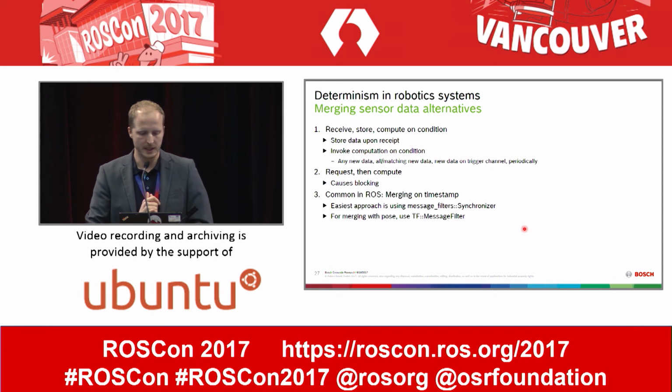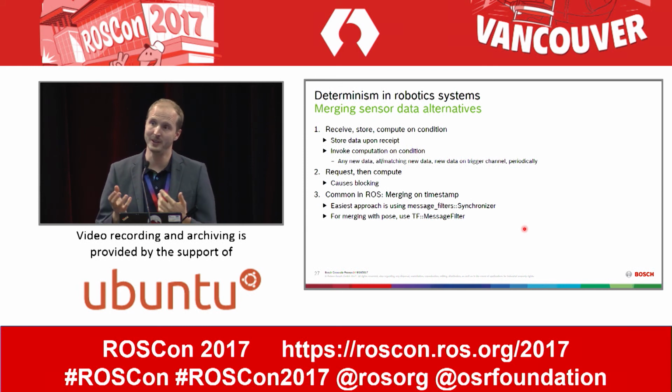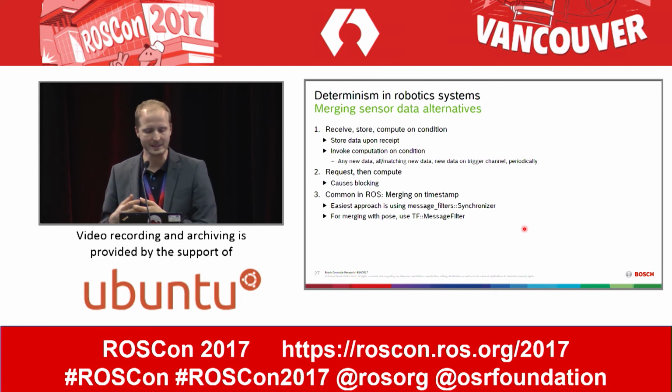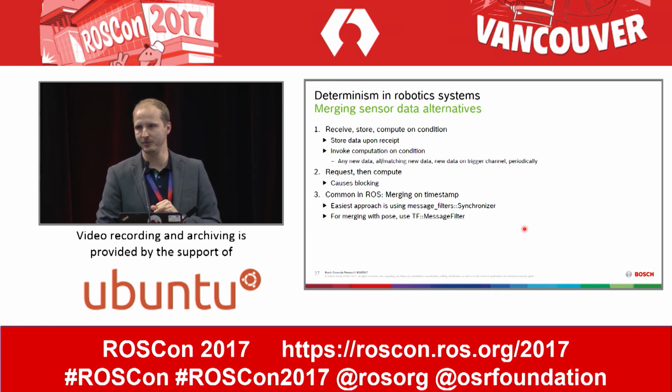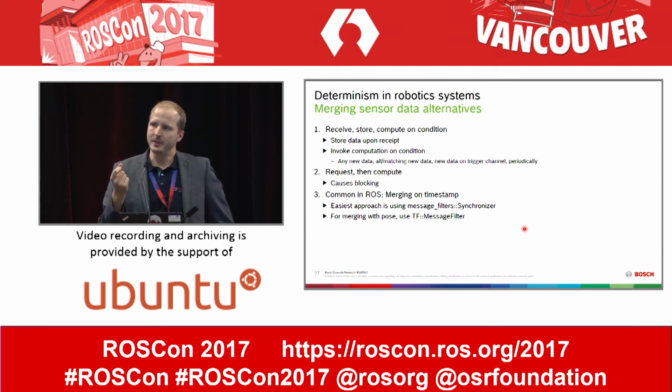Can be useful. And what we often see in ROS is that people merge on the timestamp. And that's why I explained all the things on how to get the right timestamp. That's a reason for that, because this is fairly easy. This is also working well, but of course the timestamp needs to be correct. And you should know that the message filter synchronizer node makes this quite easy if you have multiple sensors. And there's also a very common case where you want to merge the sensor with a pose. For example, in move base, to know where the robot was when the sensor message was taken, there's a TF message filter for that.